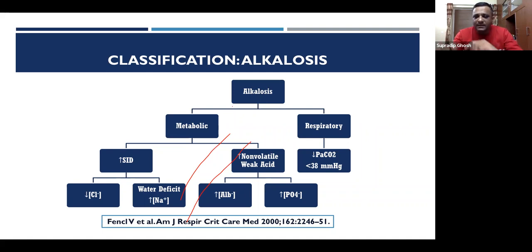Only thing is that in the Stewart approach, we don't calculate whether there is a second disorder or not. It is straight away, PCO2 less than 38, respiratory alkalosis. PCO2 more than 42, respiratory acidosis. Whereas the metabolic component has two reasons. Either there is a change in the SID. As I said, if the SID is lower than normal, it produces acidosis. If it is higher than normal, it produces alkalosis. Or it is because of non-volatile weak acid, what we call ATOT.